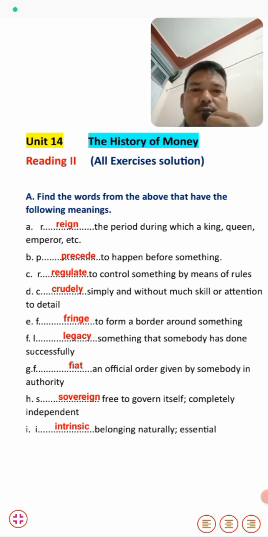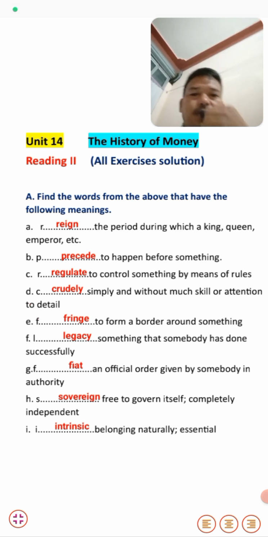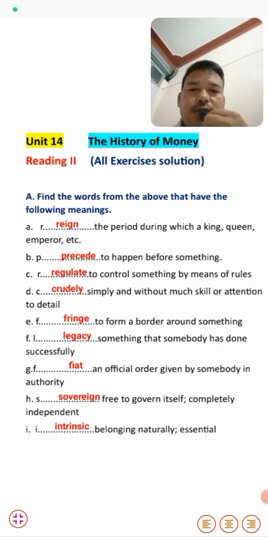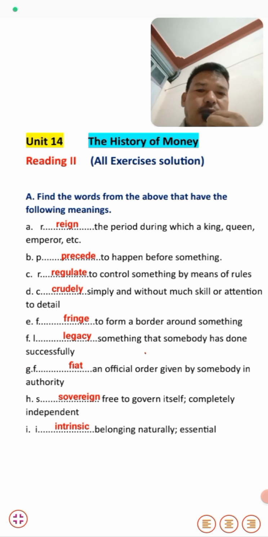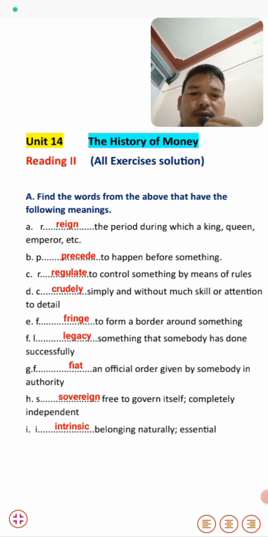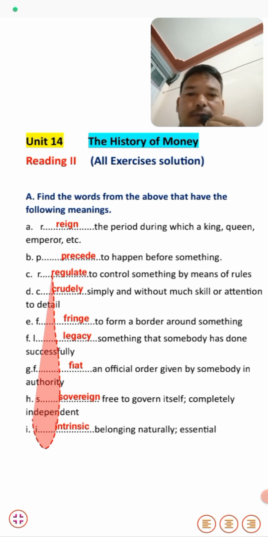F number, E number, F word is given here. It's "fringe", to form a border around something. Then again, L is given: "legacy", something that somebody has done successfully. F number, students, that is a G number. F word is given here, that is "fiat", an official order given by somebody in authority. Second last we have S number. It's "sovereign", that is free to govern itself, completely independent. And I number is "intrinsic", intrinsic value, we can say asset value, that is intrinsic: belonging naturally, essential. Students, it's all about your first exercise.